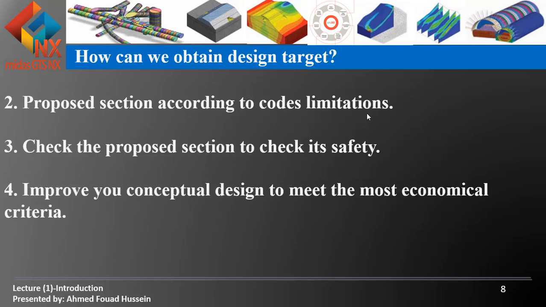How can we obtain the design target? The first thing, we have to propose a section according to the code limitations. At the beginning, if I want to propose a retaining wall, I don't know exactly how I can start, what dimensions I should start with. So we just follow the limitations of the code and we come up with a section, and we start to analyze this section to check its safety. And if this section is safe, we can start to optimize our design to be more economical.